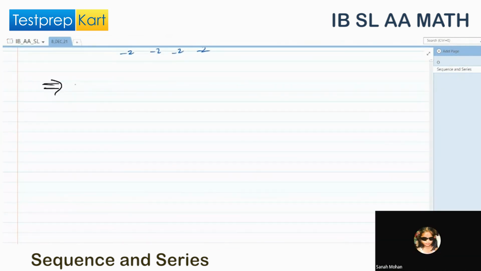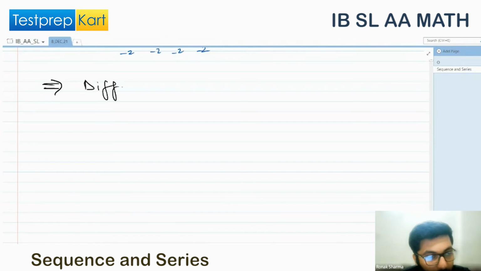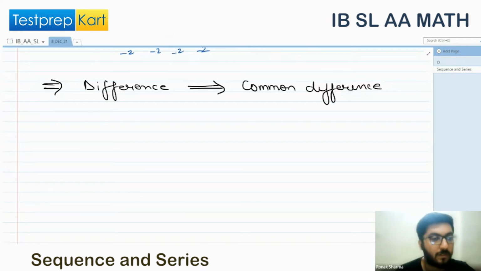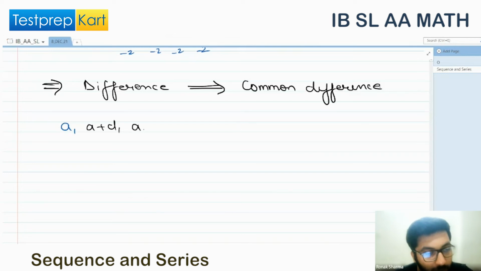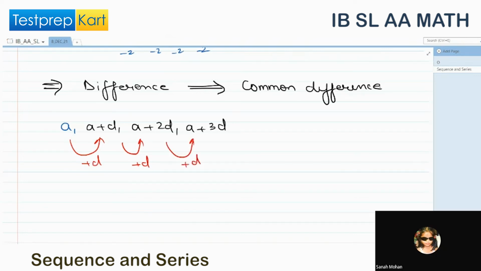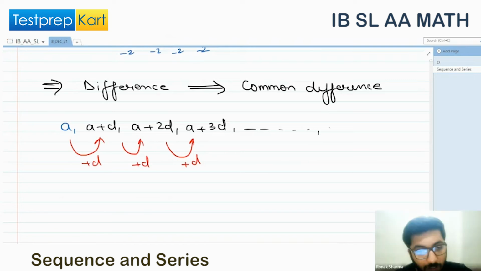The difference is called the common difference. And if you want to write it, it looks like this. If I take a to be the first term, and I'm adding d, the next will be a plus d, this will become a plus 2d, this will become a plus 3d. What we are doing is actually adding d to each term to get the next term. And here the nth term is given by this.